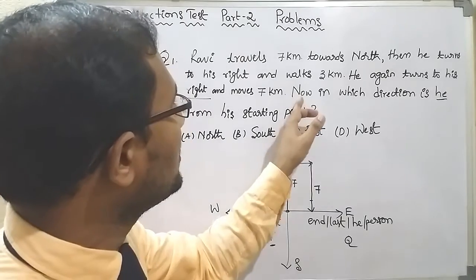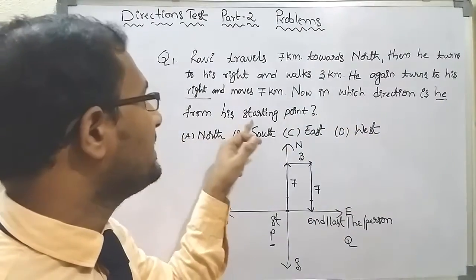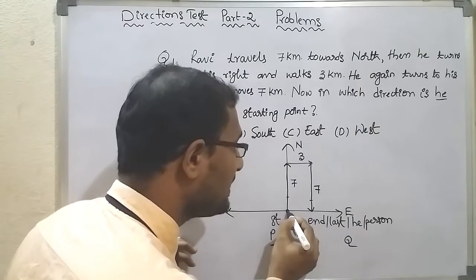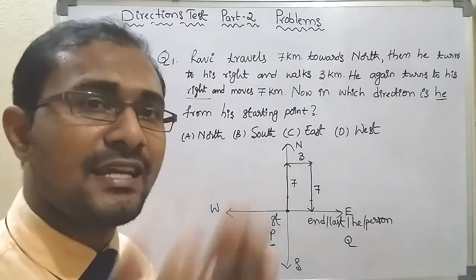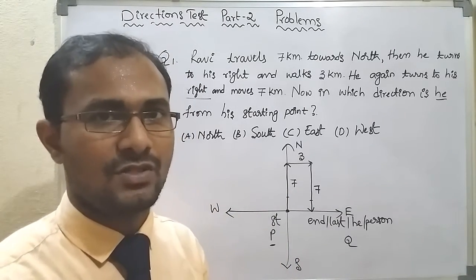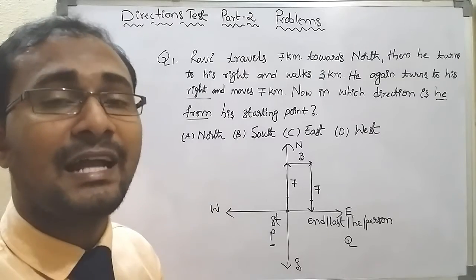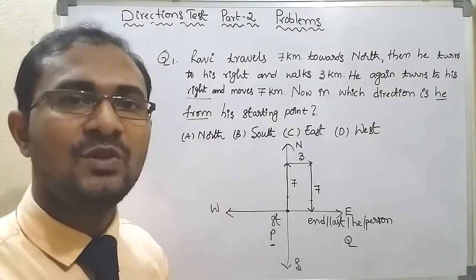Now what is the question? Now in which direction is he from his starting point? From his starting point, in which direction is that person? In order to answer this question, in the last video I already told you, you have to identify the keywords. What are the keywords? From, with respect to, and to.